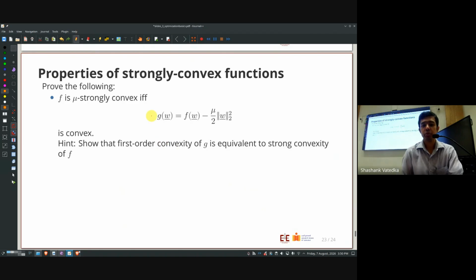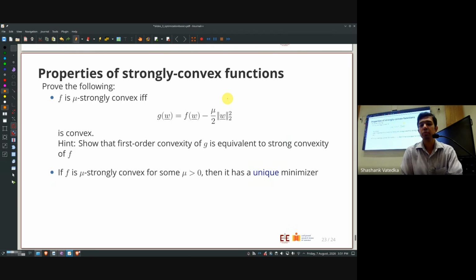One is you can just show that the function is mu strongly convex if g of w, which is f of w minus mu by 2 times norm w 2 squared, is convex. But a more useful property of strongly convex functions is that if f is mu strongly convex for some mu greater than 0, then it has a unique minimizer. So the point of minimum is unique. And that is something that will be very useful for us.